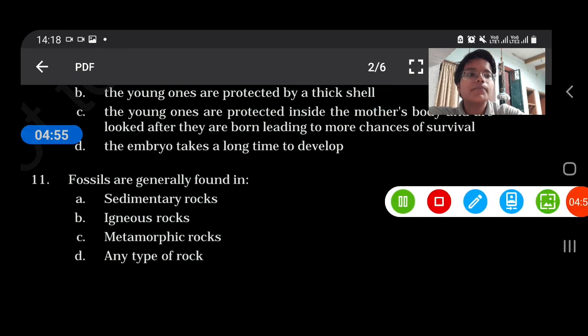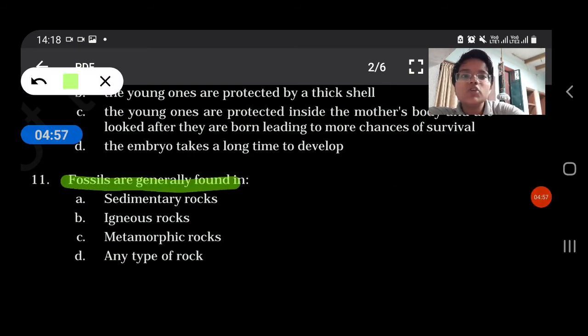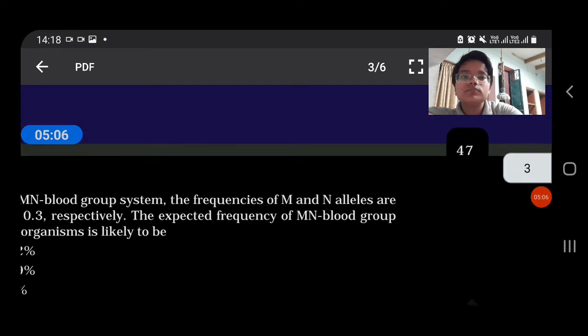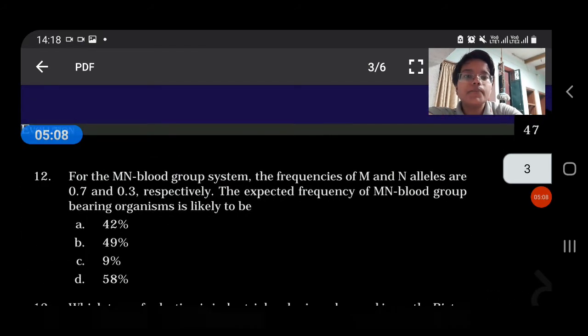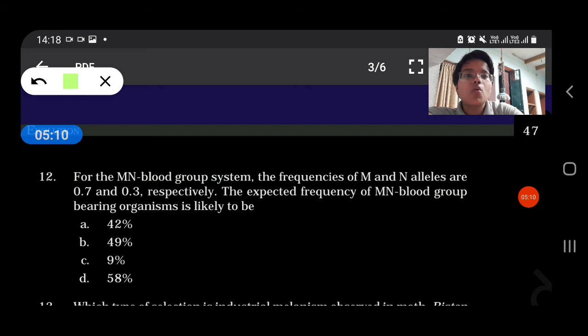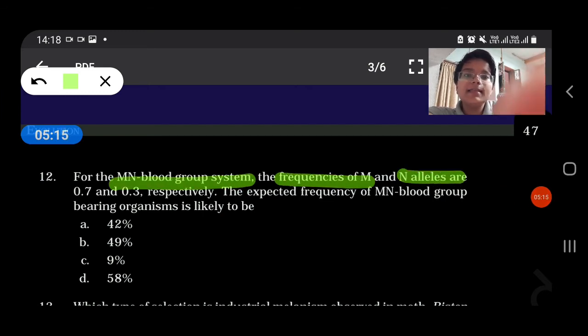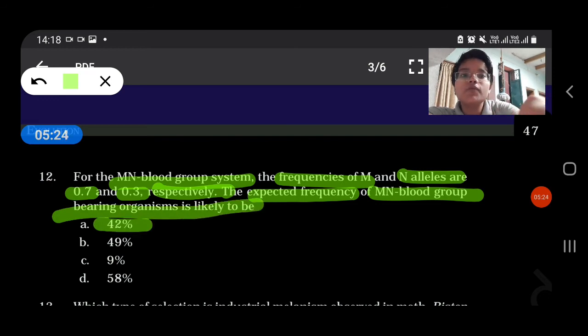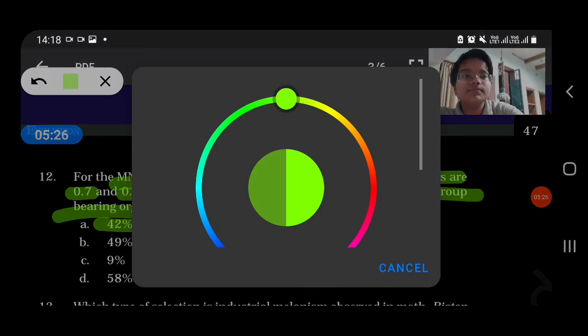Fossils are generally found in sedimentary rocks. For the MN blood group system, the frequencies of M and N alleles are 0.7 and 0.3 respectively. The expected frequency of MN blood group bearing organisms is likely to be 42%. How? Let's see.